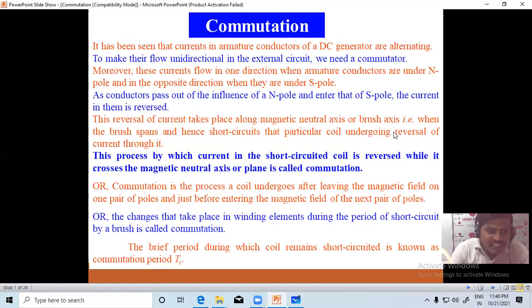That is when the brush spans and hence short circuits that particular coil undergoing reversal of the current through it. Okay, so this coil we consider can undergo a reversal when it passes from one pole to another pole, or along the magnetic neutral axis, or along the brush axis. Now another definition: this process by which current in the short circuited coil is reversed. For that I will draw one diagram.